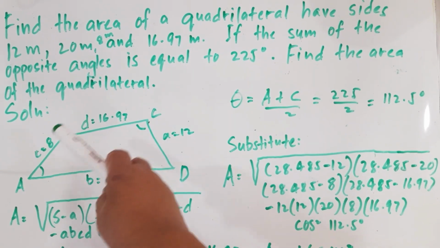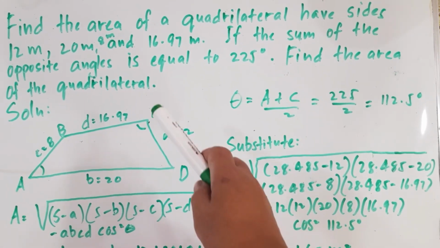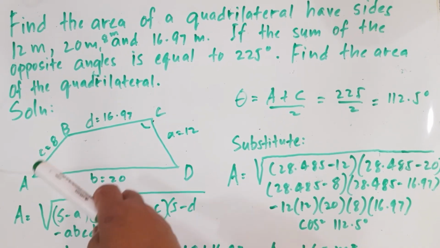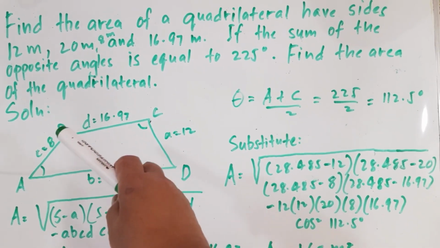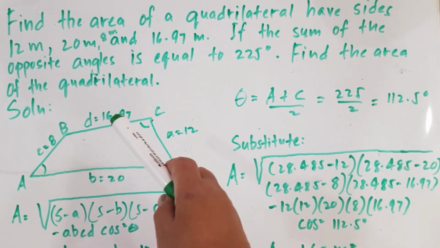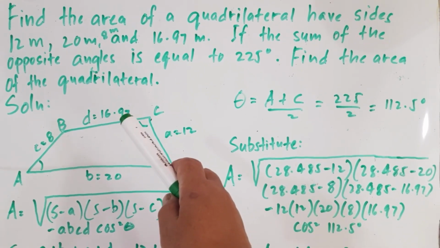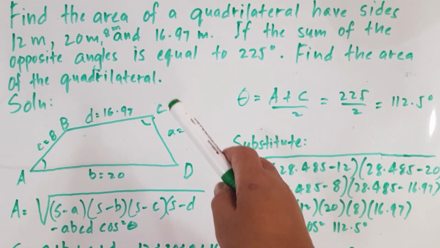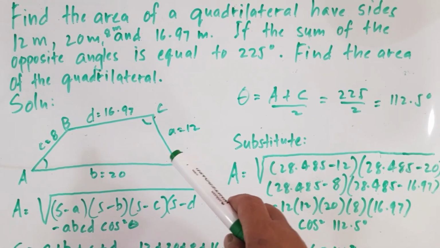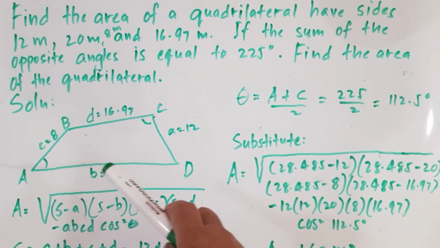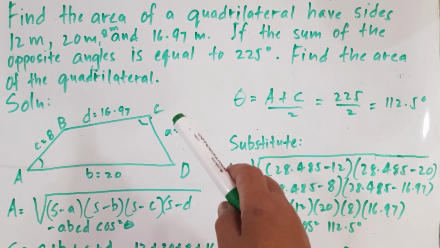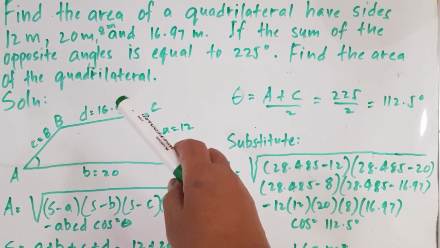So if we look at the rough sketch of the quadrilateral, side AB is equal to 8. Side BC is equal to 16.97. Side CD is equal to 12. And side AD is equal to 20. So we designate the vertices as A, B, C, and D.